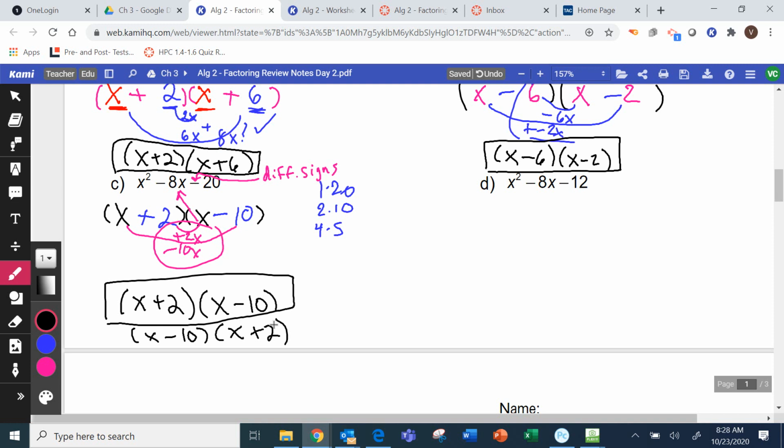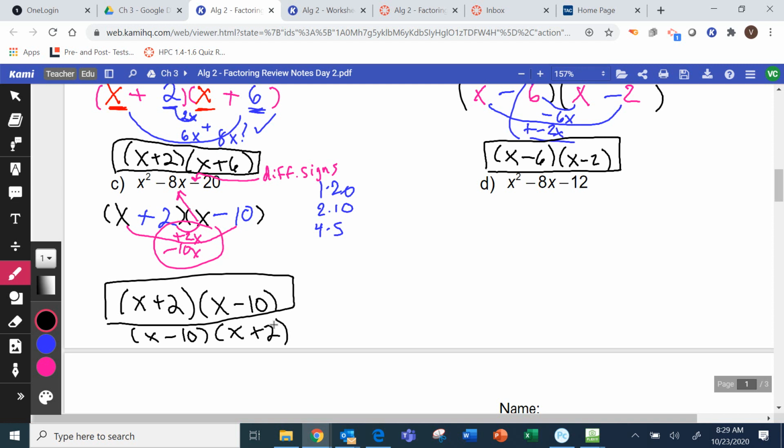It would be the same. Because when you multiply, it doesn't matter what number comes first. So these numbers, the parentheses are like numbers. We just don't know what x is. So it doesn't matter which factor comes first.